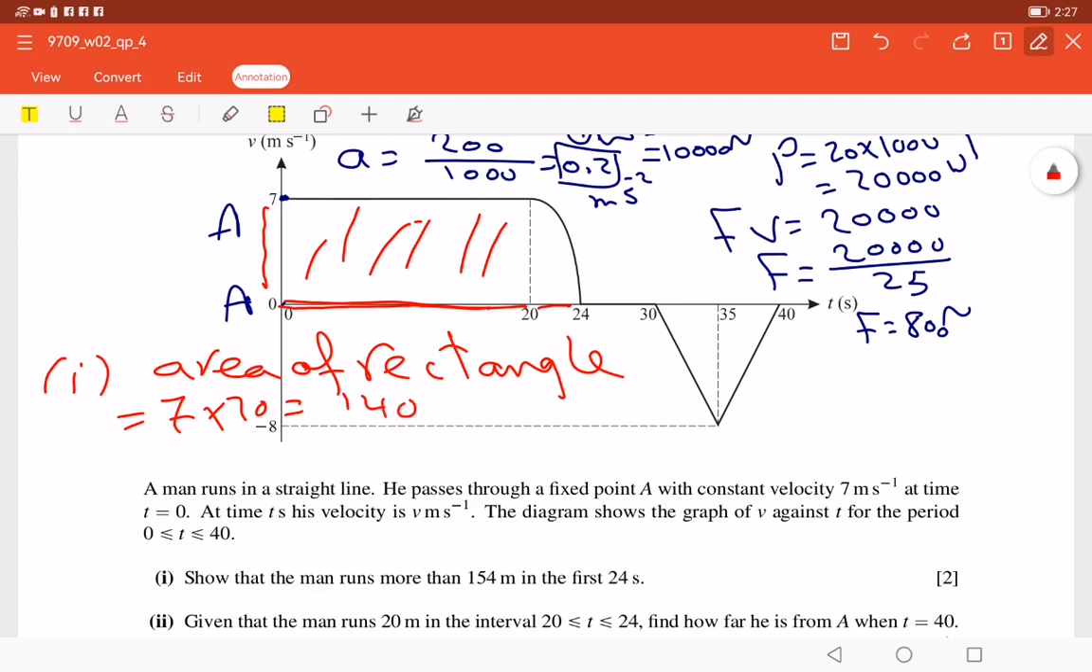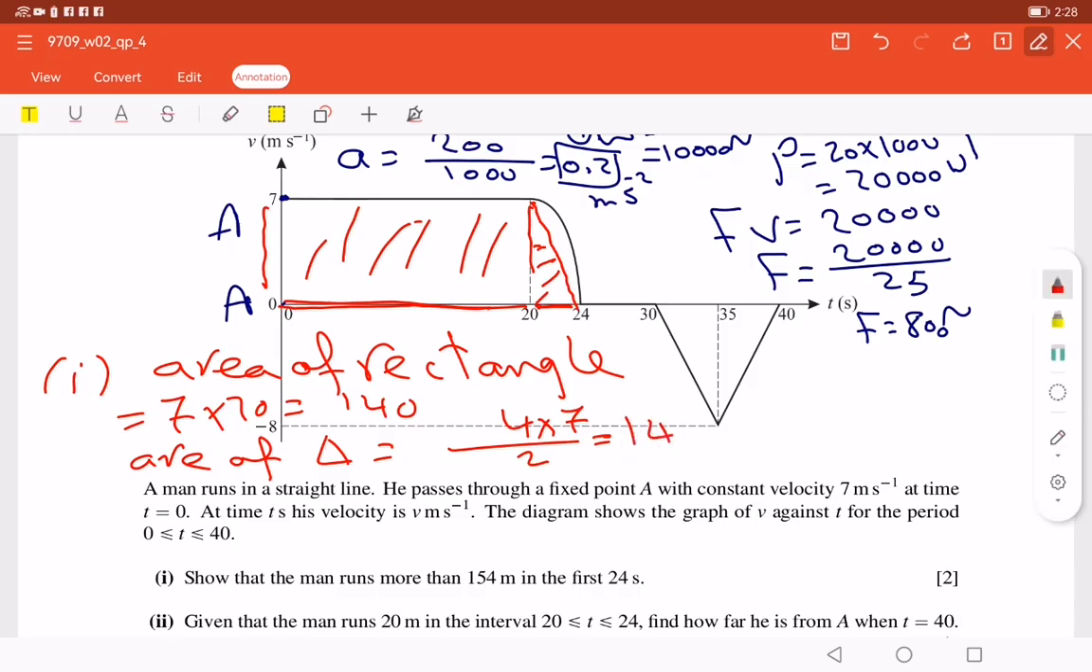But to find the covered distance in the next interval from 20 to 24, it is more difficult. Why? We don't have a regular shape. But now we can draw this triangle and find its area. The area of the triangle equals base times height divided by 2. Its base from 20 to 24 means 4, its height is 7. Divided by 2 gives 14.